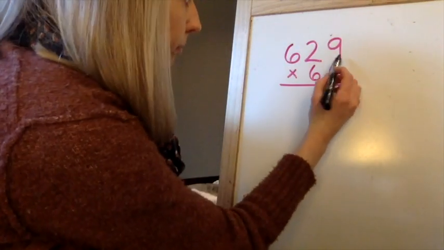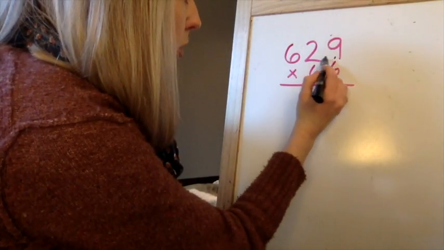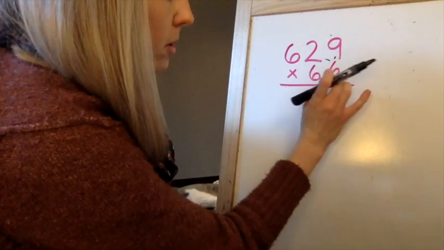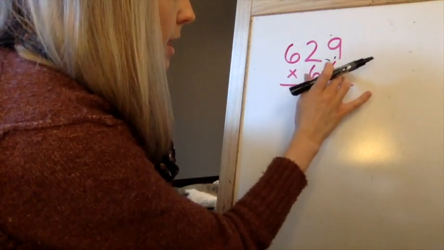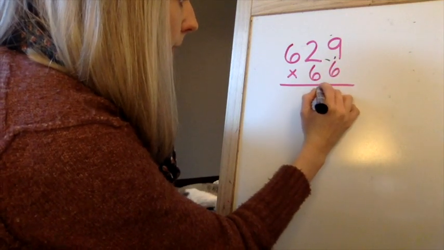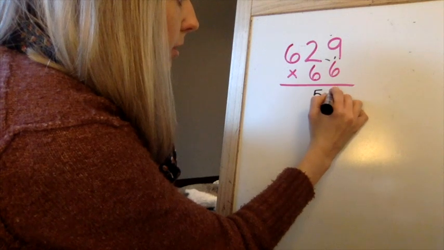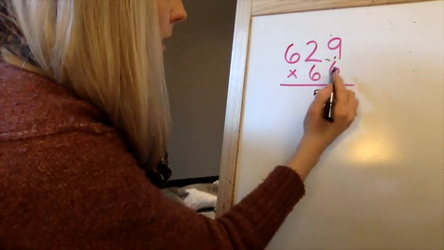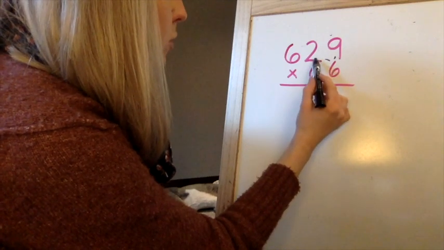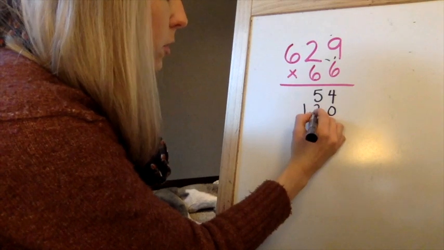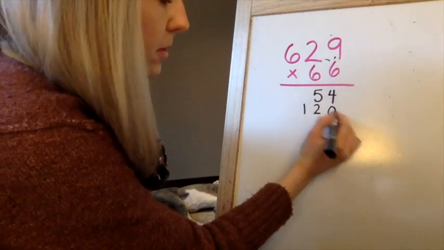All right, so that means I'm multiplying each one of these by 6 and each one of them by 60. So I'm going to do the 6's first. So 9 times 6 is 54. So I just write 54. And you want to keep your tens and your ones and your hundreds in a line. Otherwise it gets confusing. 6 times 20. So just put a 0 there and do 6 times 2, which is 12, so it's 120.